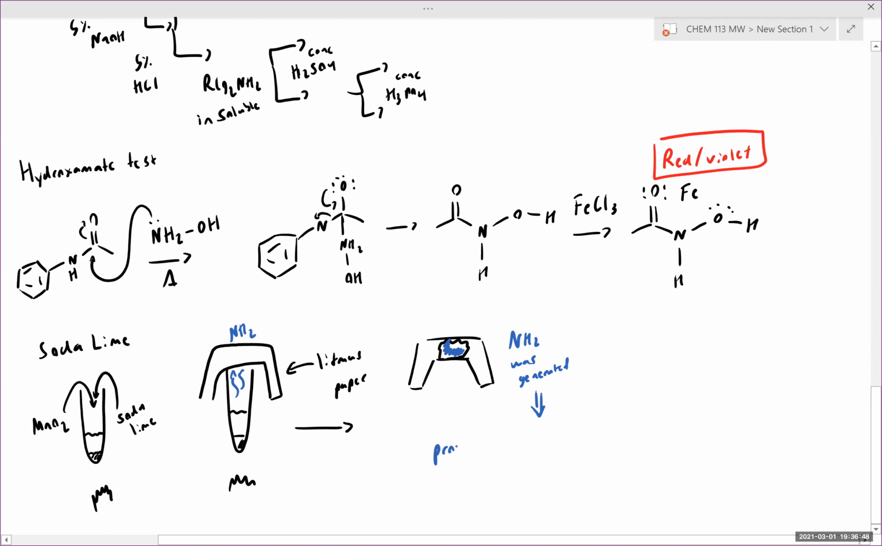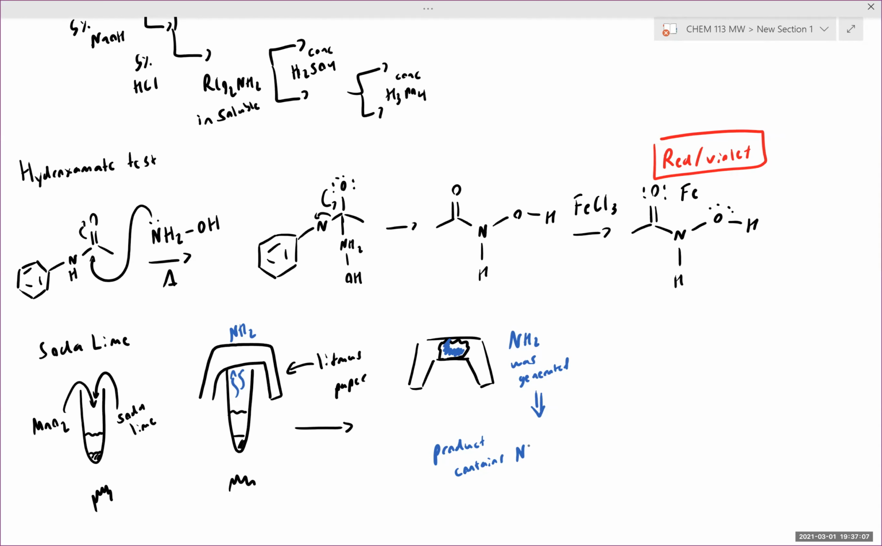Ergo, our product contains nitrogen. We're not doing the sodium fusion test, as that test gives the same general interpretation, but is far more operationally dangerous.